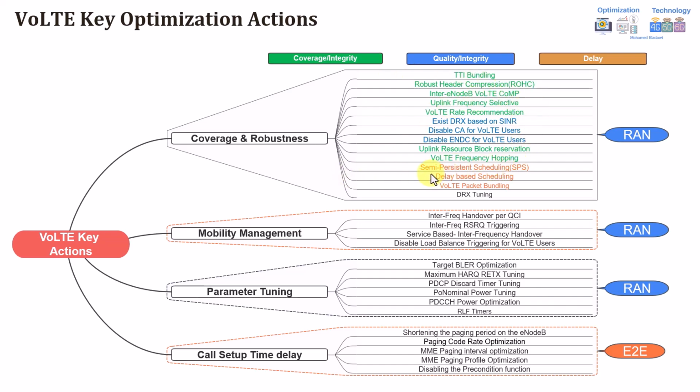So in today's video, we're going to cover the first two parts, which are TTI bundling and robust header compression. The important point is that I will cover those two parts also using the logs, just to show you how to verify the feature functionality and how you can confirm from the logs whether this kind of feature is working or not. So let's move forward and see what we have.